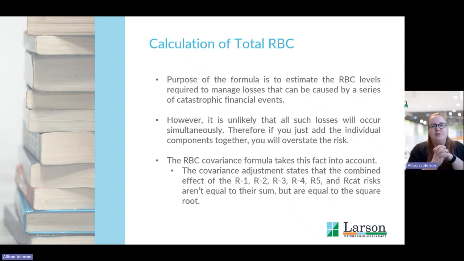So as a reminder, the purpose of this is to determine or estimate the necessary RBC levels to manage losses. So it could be multiple loss years or a series of catastrophic financial events, whatever may cause that. The thing we do have to remember is that it's not likely that all of those events are going to happen at once. So the formula takes that into account. It adds up all of the risk, and then there's some math involved, and I can't tell you how the math exactly works, or why it works, but we'll look at the actual formula.